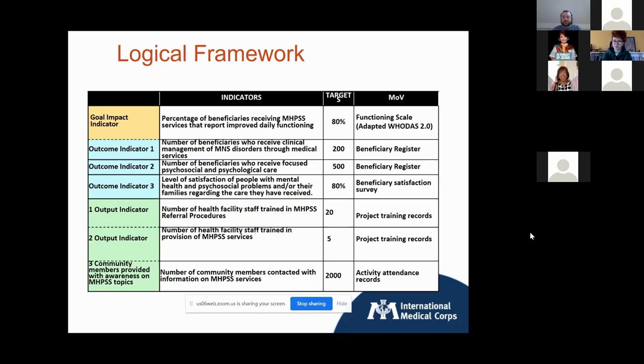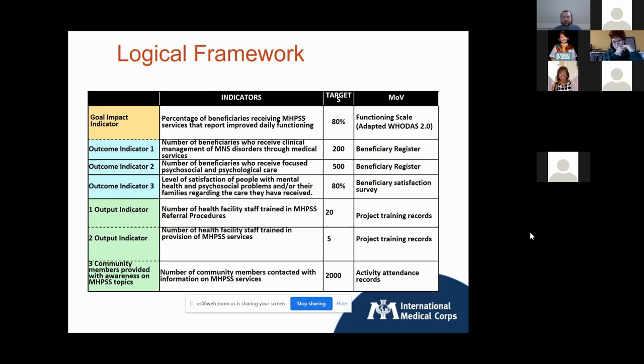Means of verification here for capacity building and for training would be the project training records. This can include attendance lists for the training, as well as training reports, and also feedback forms from training participants. Output indicator two is number of health facility staff who are trained in the provision of MHPSS services. This indicator is directly related, obviously, to the capacity building of healthcare and MHPSS service providers within the healthcare facility who will be providing direct MHPSS services.